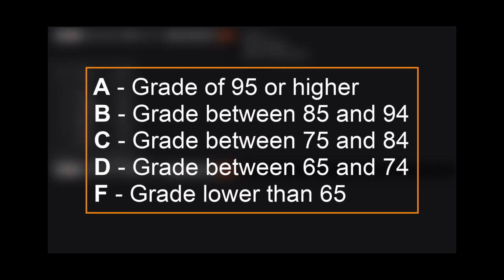A student will get an A if their average is 95 or higher. A student will get a B if their average is between 85 and 94. A student will get a C if their average is between 75 and 84. A student will get a D if their average is between 65 and 74. And finally, a student will get an F if their grade is below 65.